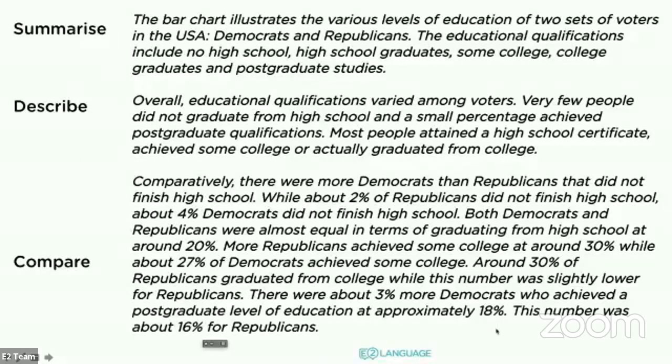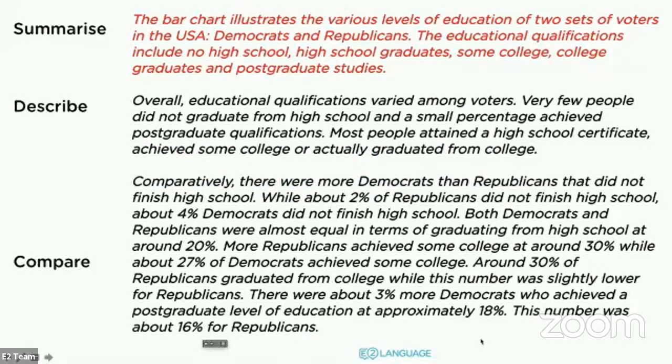Okay, so what we're going to write on test day will look like this. The first part is a summary. And in fact, this is quite a long summary. Usually we'll just write a single sentence, but for this one, I thought that I'd write 2 sentences because I needed to. And then in the second paragraph, we'll have a description. And then the third paragraph, we're going to compare Democrats and Republicans, okay?